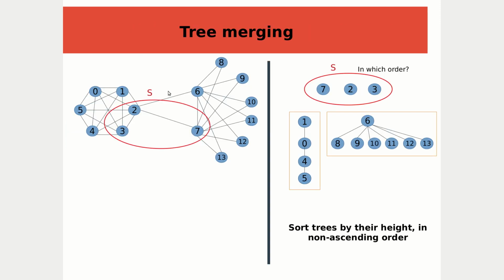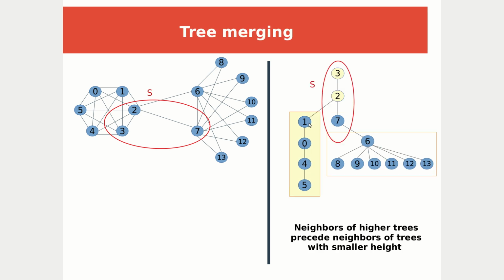Tree merging. If we have a separator found and tree decompositions for connected components found recursively for the graph, then we would like to create a tree decomposition for the whole graph. To do that, we sort known tree decompositions by their height, and we process the trees in that order. That is, the higher trees will be processed before the trees with smaller height.